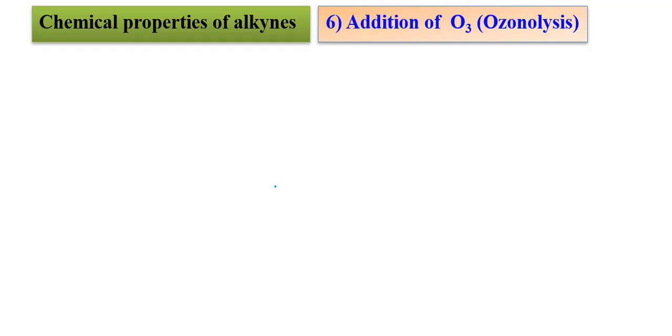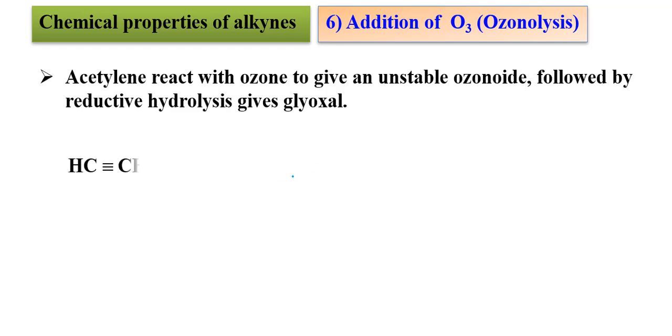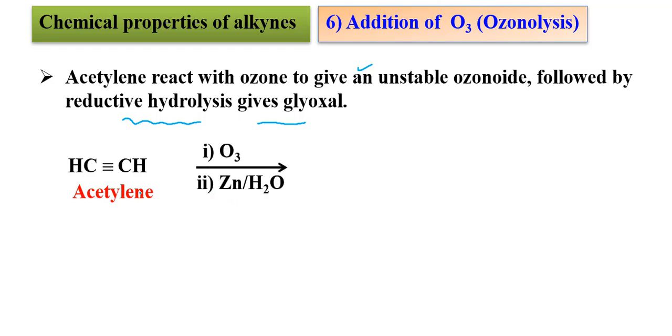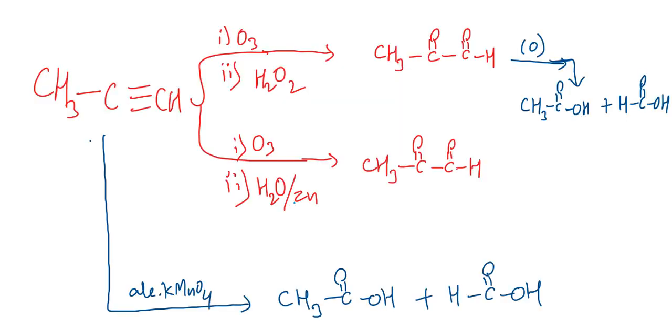Next, addition of ozone, also known as ozonolysis. Acetylene reacts with ozone to give an unstable ozonide, followed by reductive hydrolysis gives glyoxal. See O3: in the alkene, there were only two bonds, we just broke the two bonds and put one oxygen on the right side and left side. Here also it is similar, three bonds are there, you just break two bonds and put one oxygen on the right side and left side. So that is only glyoxal. One sigma bond remains the same.